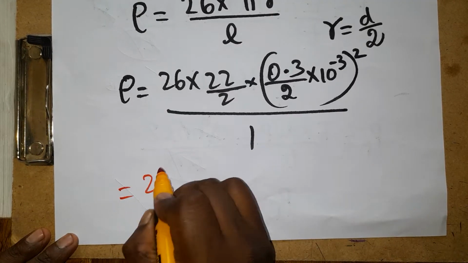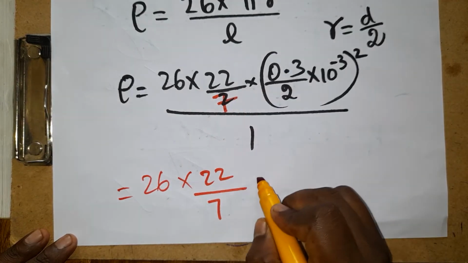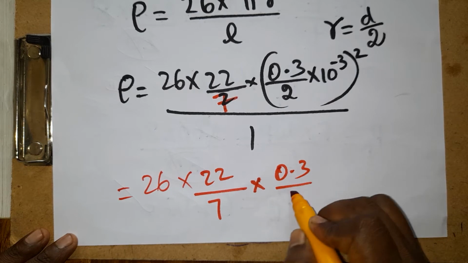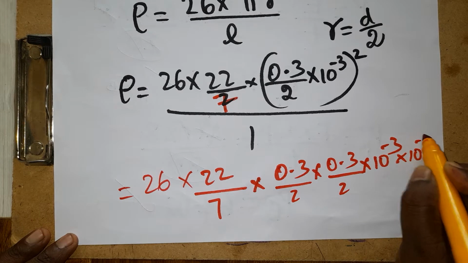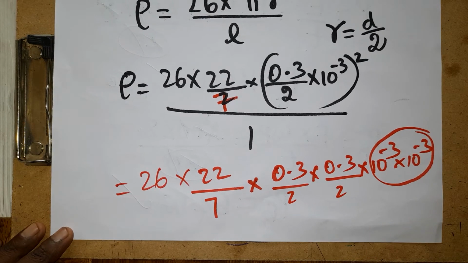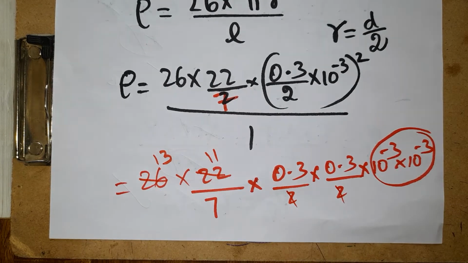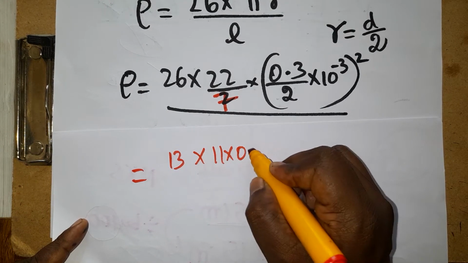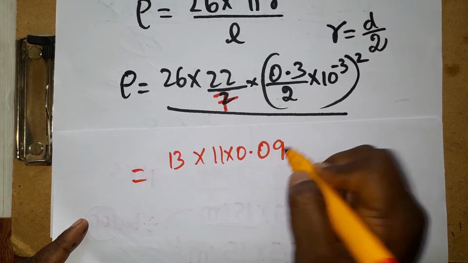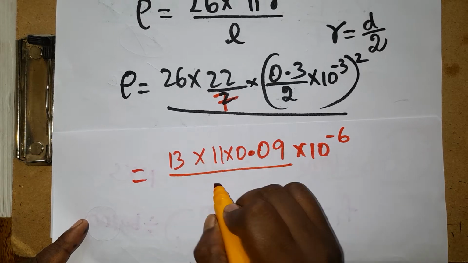Okay. Then 26 into 22 by 7 into 0.3 divided by 2 into 0.3 divided by 2 into 10 power minus 3 into 10 power minus 3. Minus 3 minus 3, minus 6, 10 power minus 6. Okay. 2 elevens are 22, so 11. 2 thirteens are 26, so 13. Just you can cancel. Then 13 into 11 into 0.3 into 0.3, which is 0.09, into 10 power minus 6 divided by 7.